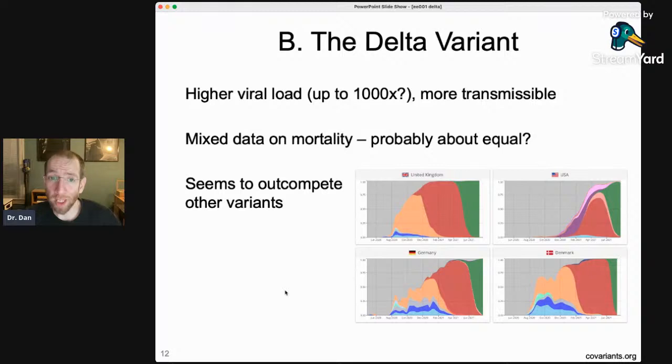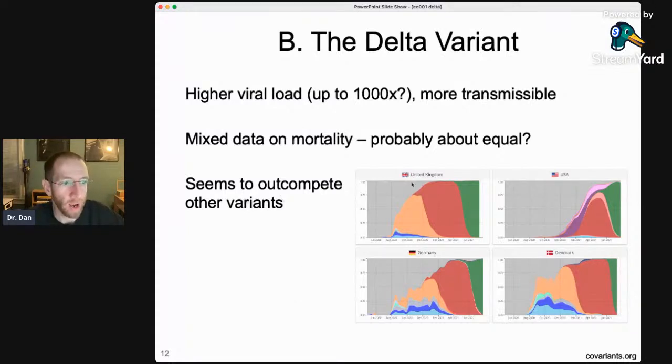Now, a really interesting thing about the Delta variant is it seems to outcompete all the other variants, including some new variants that have since popped up. In the few cases where you've got Delta plus one of the newer ones, Delta still wins in that competition.